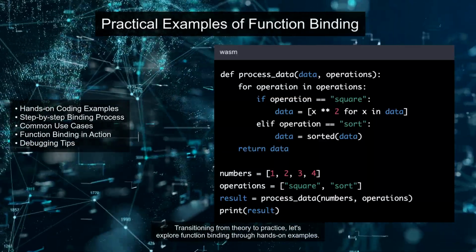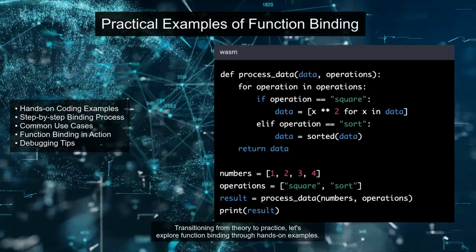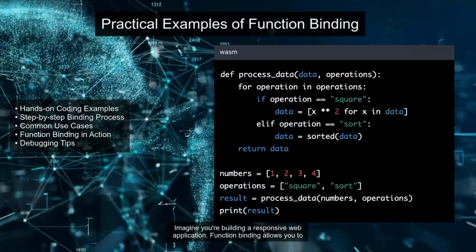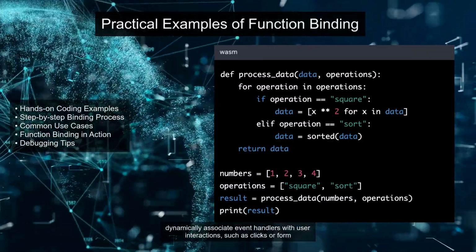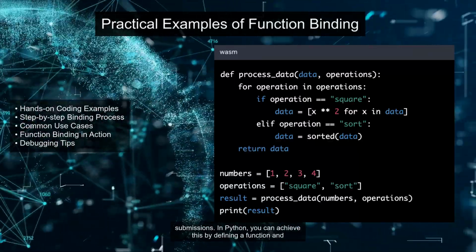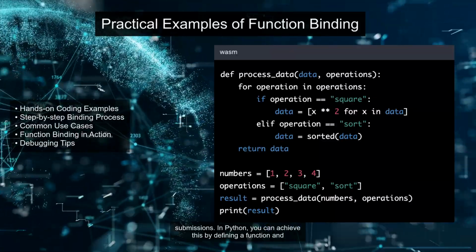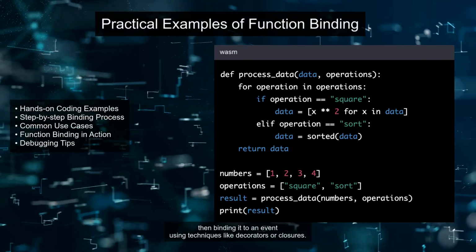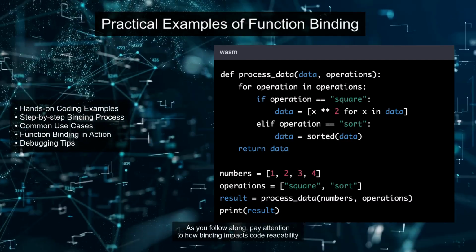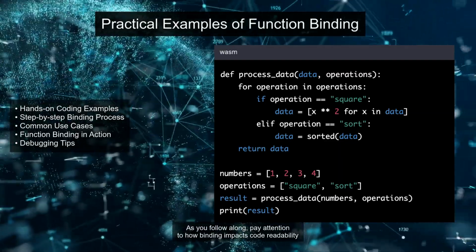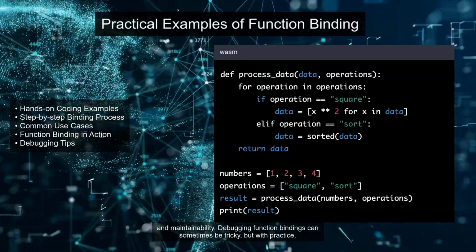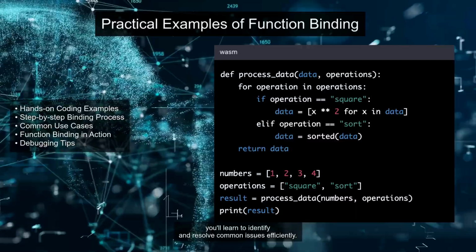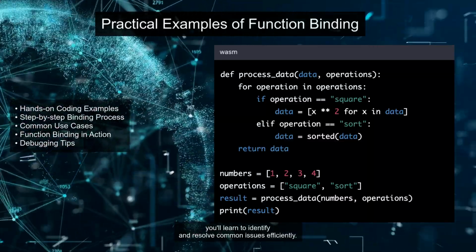Transitioning from theory to practice, let's explore function binding through hands-on examples. Imagine you're building a responsive web application. Function binding allows you to dynamically associate event handlers with user interactions, such as clicks or form submissions. In Python, you can achieve this by defining a function and then binding it to an event using techniques like decorators or closures. As you follow along, pay attention to how binding impacts code readability and maintainability. Debugging function bindings can sometimes be tricky, but with practice, you'll learn to identify and resolve common issues efficiently.